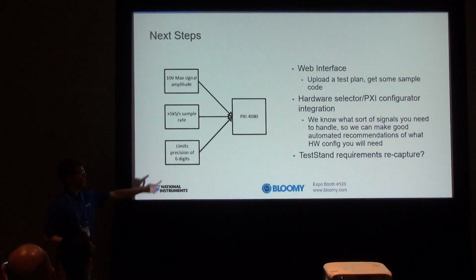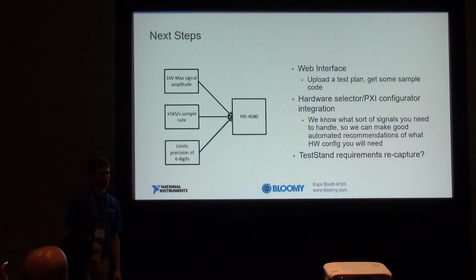Additionally, if you fill that whole thing out, and we're parsing it already, we can make some strong assumptions about what sort of hardware you might need. We have literally every single signal defined that you're going to test. Well then, you need 100 volts on your DMM, it needs to be this resolution. How about a PXI 4065?